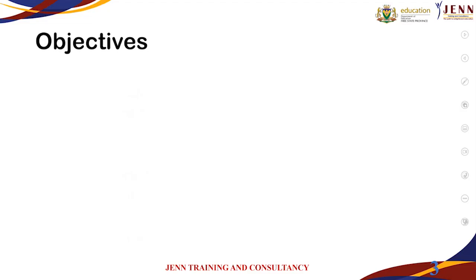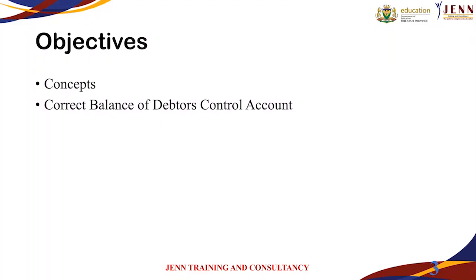And then when we move to the next slide, this represents what you need to know by the end of this lesson. By the end of this lesson, you must know all the concepts that are related to debtors reconciliation. The second one would be how to calculate the correct balance of the debtors control account. Remember, you'll be given not necessarily the wrong amount, but the amount that has omissions or errors. After we have corrected those omissions and errors, we will now have the correct debtors control account. That is what we are going to learn by the end of this lesson.